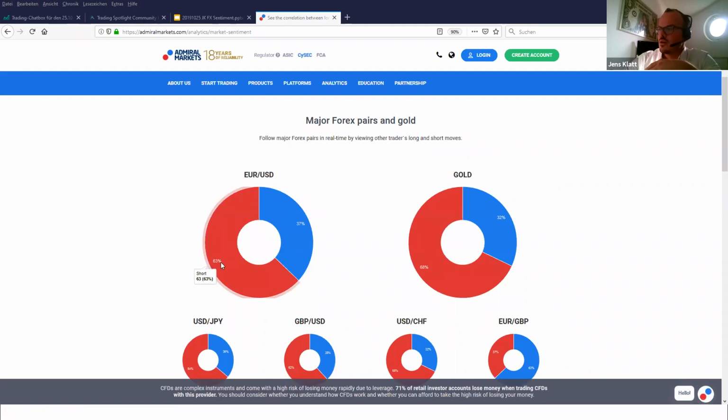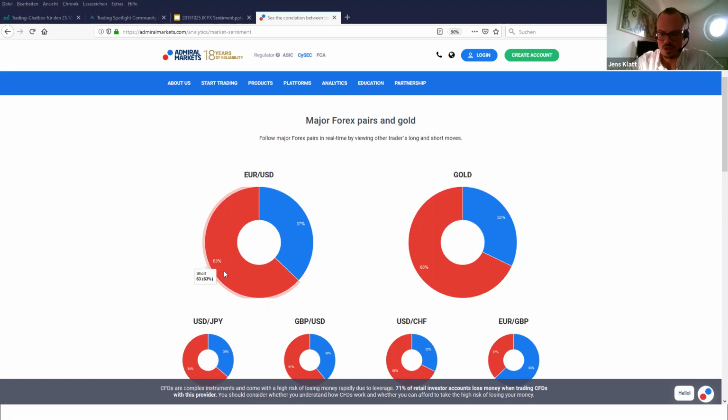EURUSD 63 in red, that means the market is currently net short, okay? So differently put, let's assume that's the case. I haven't opened the Admiral Markets trading platform here right now because it's too resource consuming for the system. I'm a little afraid that if I open the trading platform on this laptop, this webinar will probably get stuck. So I haven't opened it.